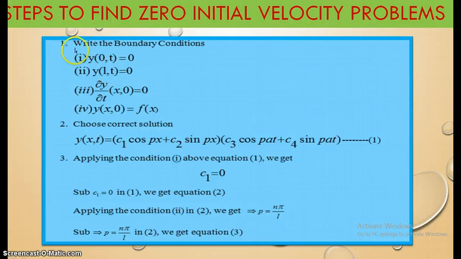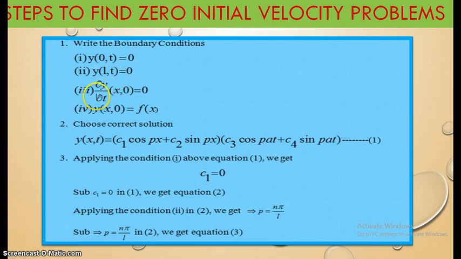So first, step number 1. The boundary conditions are: number 1, y(0, t) = 0; number 2, y(L, t) = 0. These are the 2 boundary conditions. These 2 are initial conditions: ∂y/∂t(x, 0) = 0, then y(x, 0) = f(x). These four are very important. The first one is starting from 0 and ending at L. For the second, at time 0, the initial velocity must be 0 here. So y(0, t) = 0 and y(L, t) = 0 are the two cases for the boundary conditions.